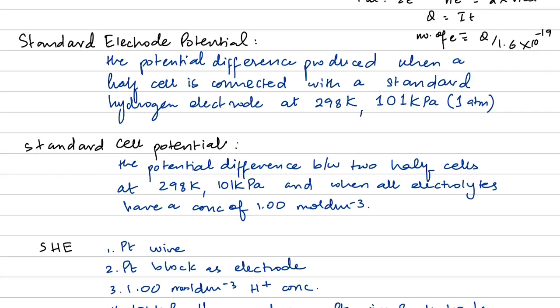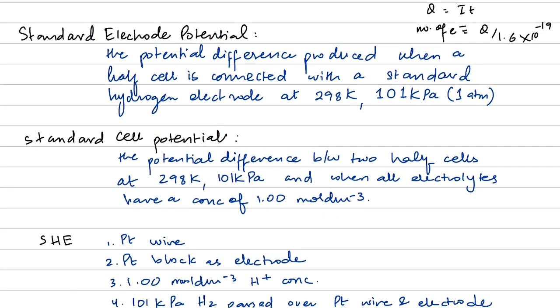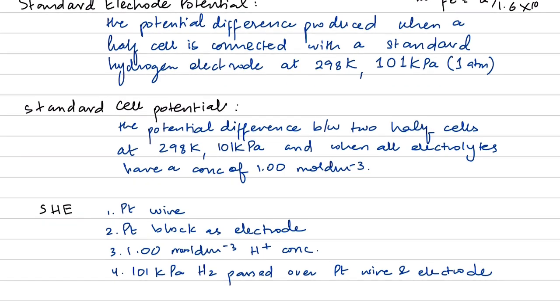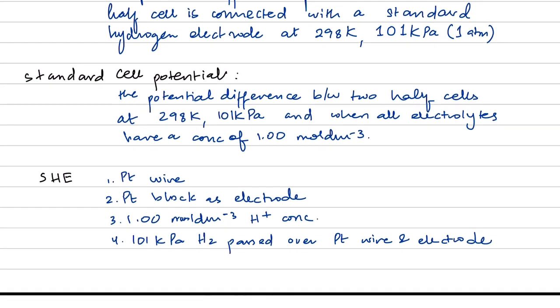Another thing we need to understand from this chapter is standard electrode potential. It's the potential difference produced when a half cell is connected with a standard hydrogen electrode at 298 Kelvin and 101 kilopascal. These are standard conditions and there is no escaping them. What's standard cell potential? It's the whole cell potential, the potential difference between two half cells at standard conditions. I would never recommend writing just "standard conditions"; I would always recommend writing the whole values for them. You also have to mention that all the electrolytes have a concentration of 1.00 mole per dm cube.